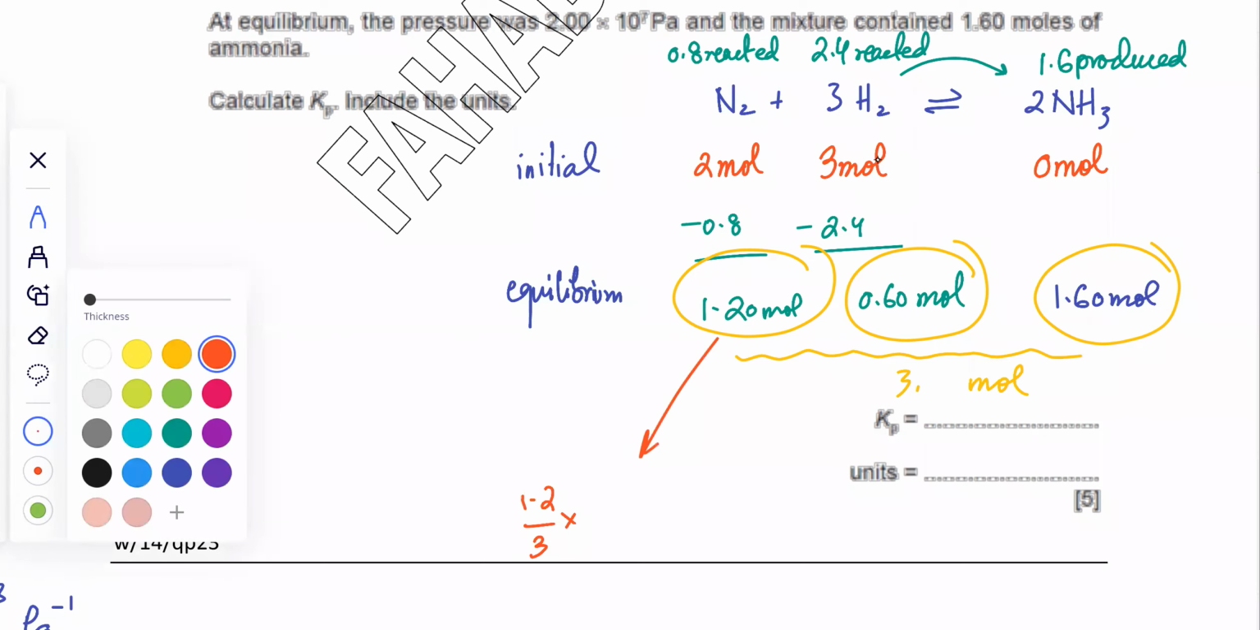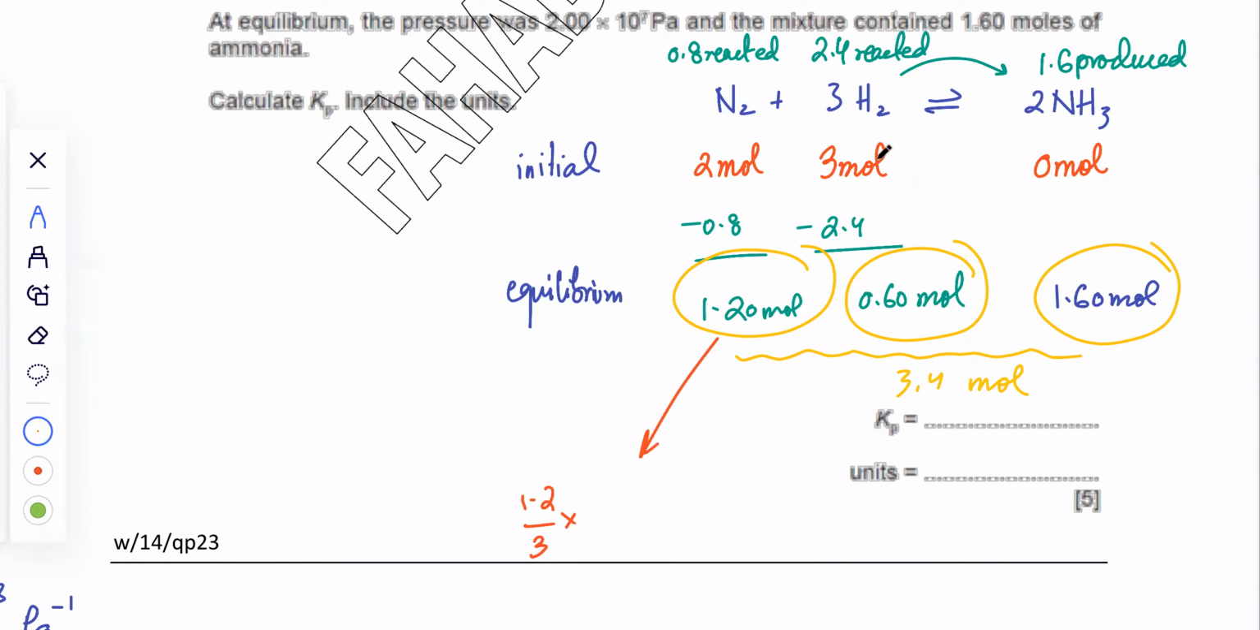So this one is 3.4 moles. So out of 3.4, 1.2 is N2 gas. So its pressure would be proportional to that. So it's going to be the fraction, or percentage, multiplied by the total pressure, which is 2 times 10 power 7. For the other one, it's 0.6 divided by 3.4 times 2 times 10 power 7. And the last one is 1.6 divided by 3.4 times 2 times 10 power 7, right?